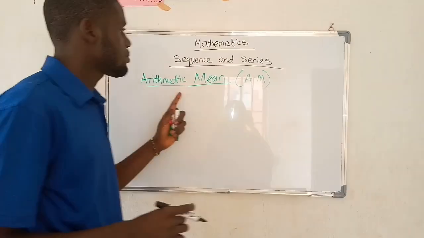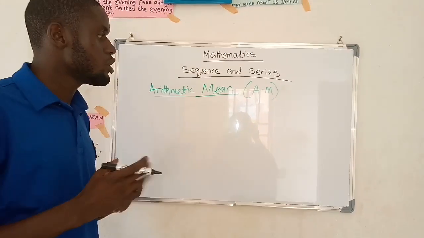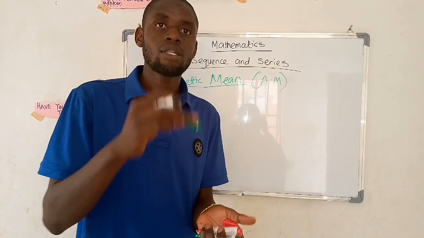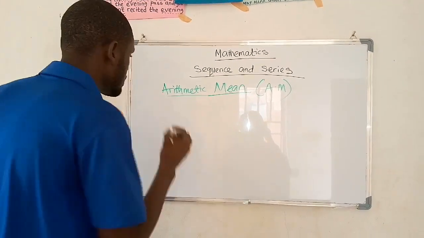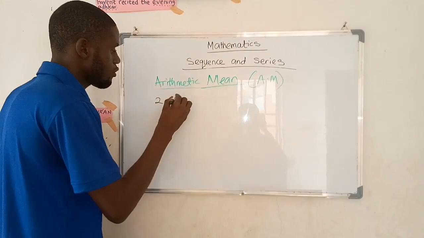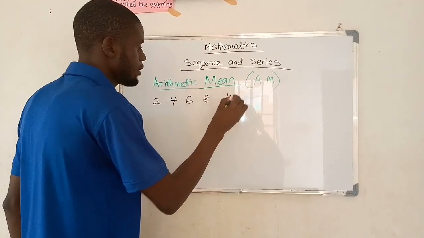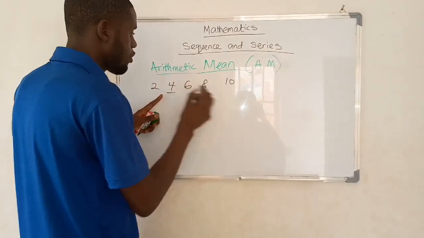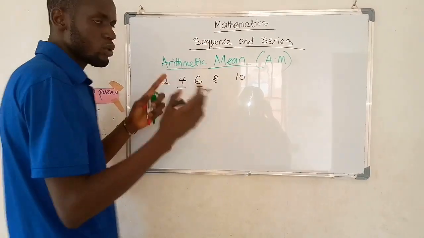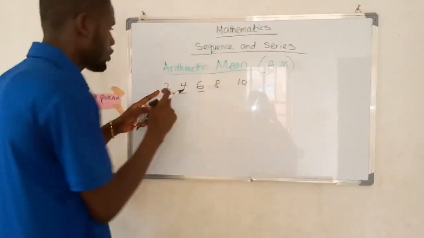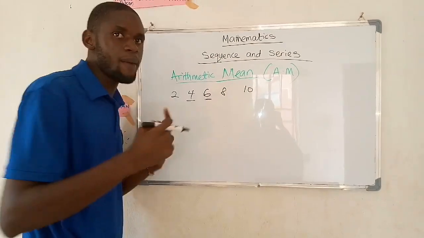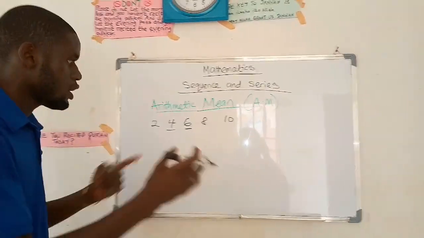Thank you. Arithmetic mean, AM. Arithmetic mean is used when we are trying to construct an arithmetic progression, a sequence. For instance, if you have 2, 4, 6, 8, 10, the AM between 2 and 6 is 4. The AM between 4 and 8 is 6. So what you have in between is the AM. The AMs between 2 and 10 are 4, 6, 8. So with the help of AM, you'll be able to know what is missing in between two terms.